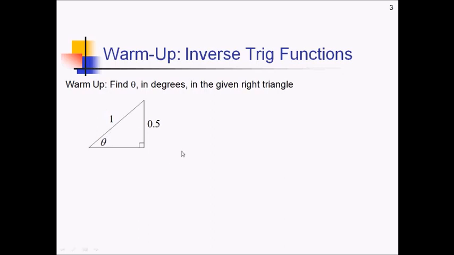All right, let's see how that went. Since I have a right triangle, we're going to use SOHCAHTOA. Specifically, since I have the opposite side and the hypotenuse, I'm going to use sine. So we have sine equals opposite over hypotenuse, which in this case means 0.5 over 1. So we essentially have sine of theta equals 0.5.